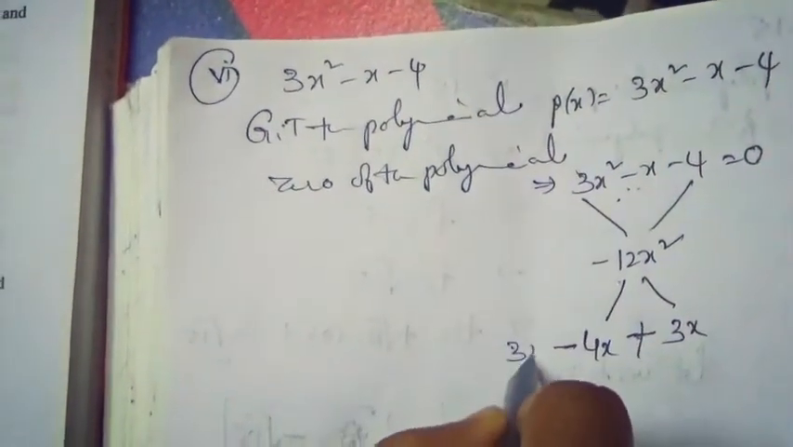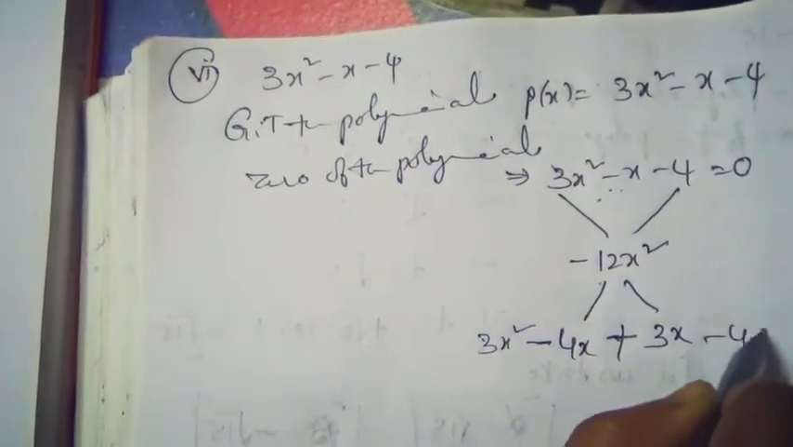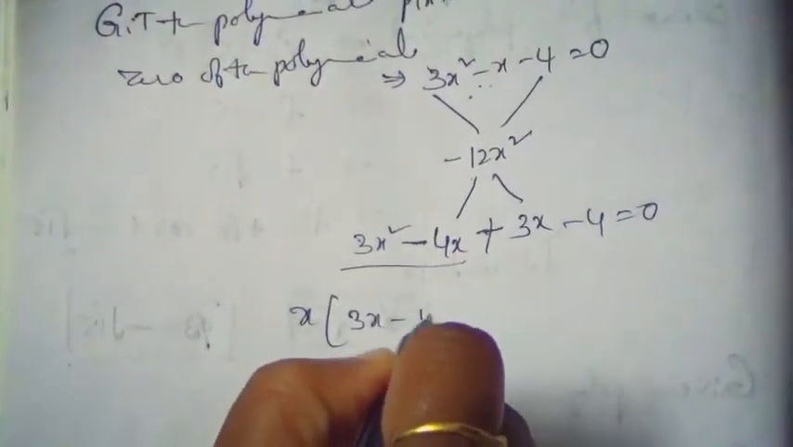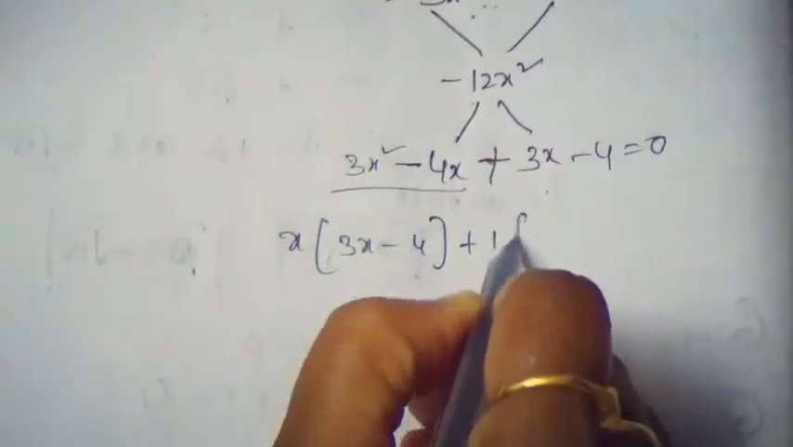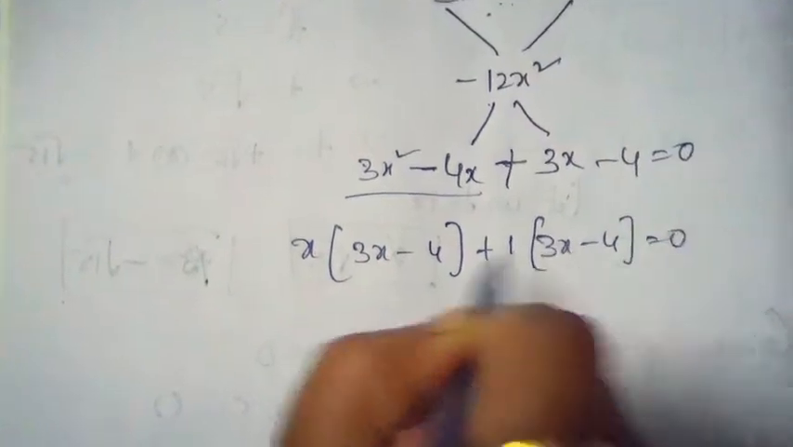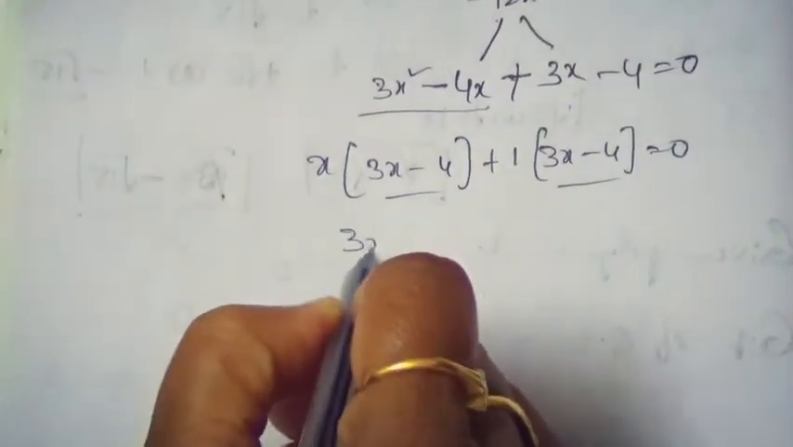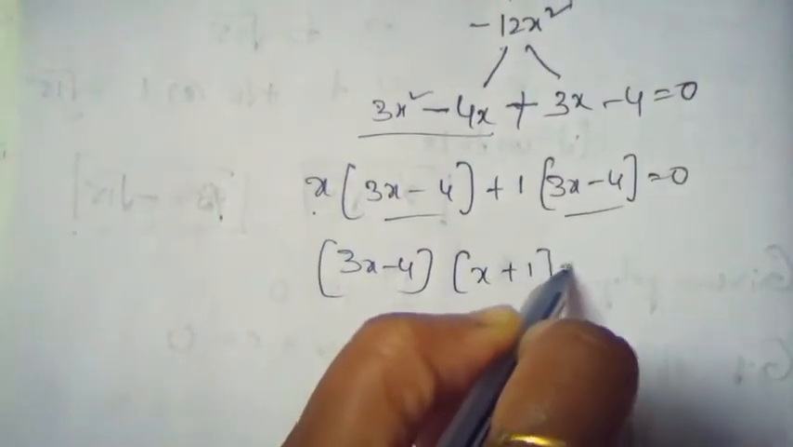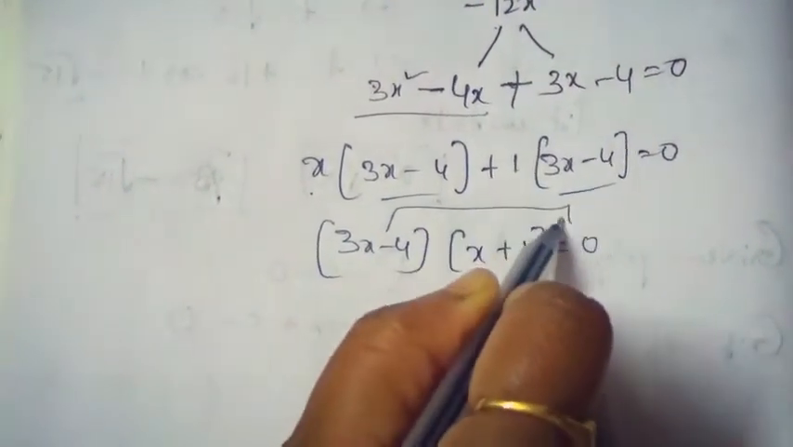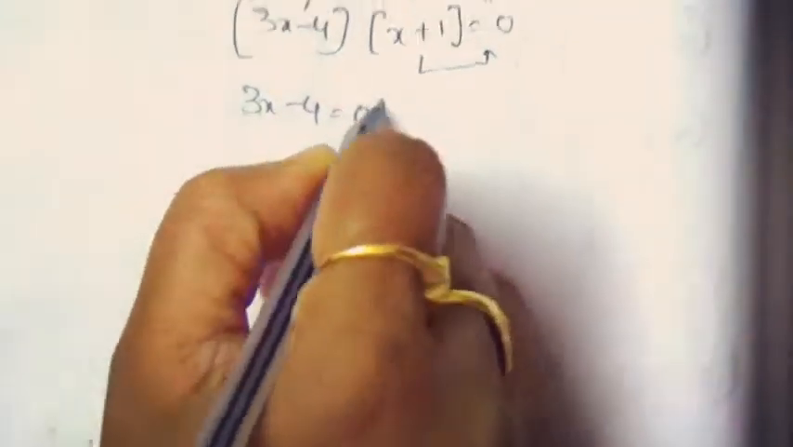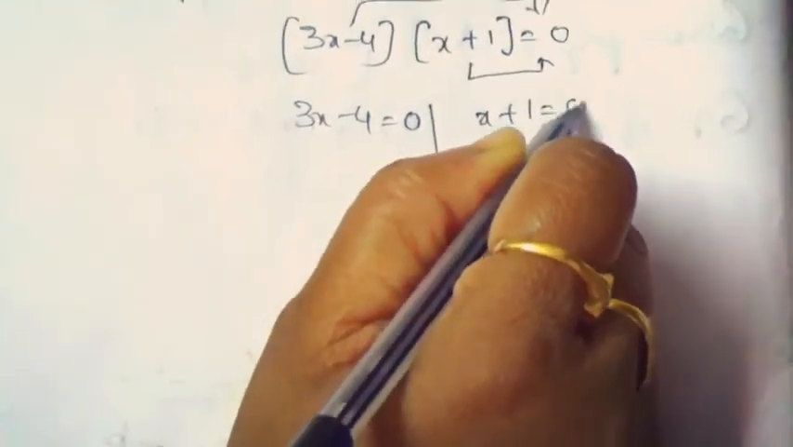So the first term and the last term is equal to 0. In between these two, x is the common factor, 3x minus 4. In between these two, 1 is common, nothing is there, so 3x minus 4 is equal to 0. In between these two, 3x minus 4 is the common term, and the remaining terms you have to write as usual. So equate these two with 0. So 3x minus 4 is equal to 0 and x plus 1 is equal to 0.